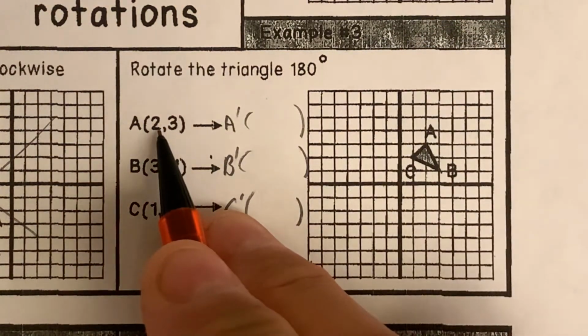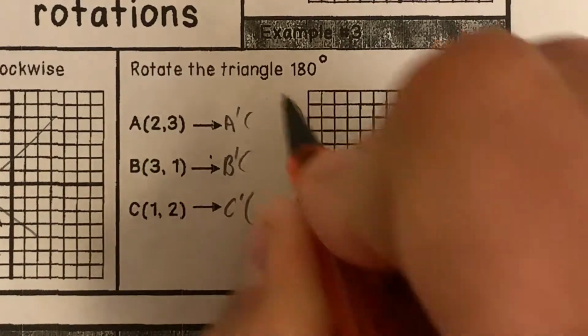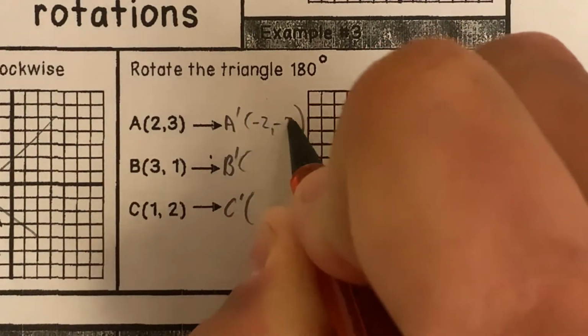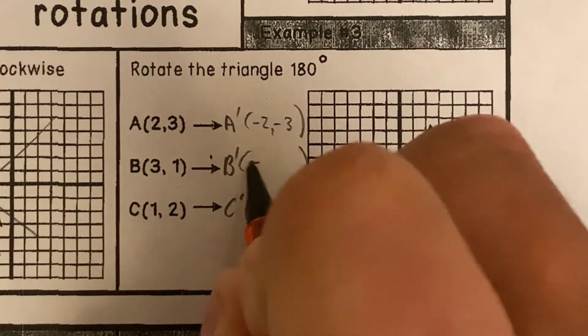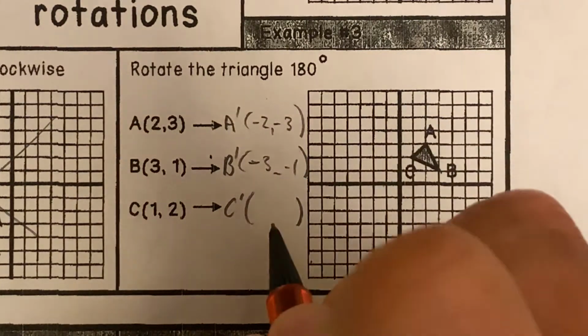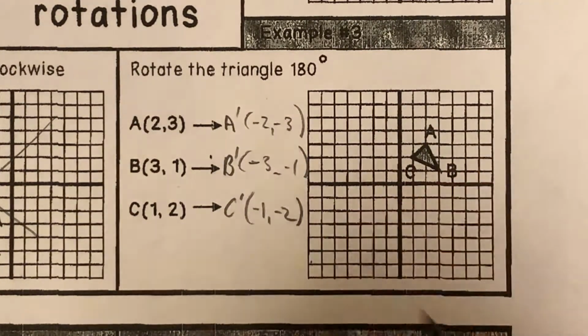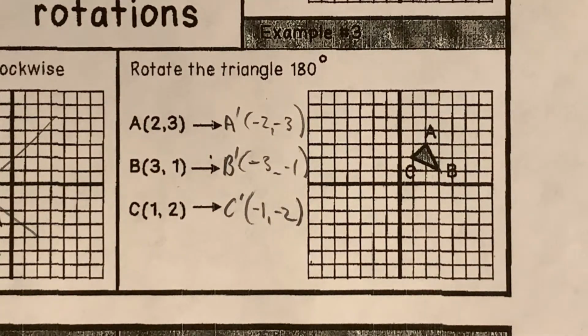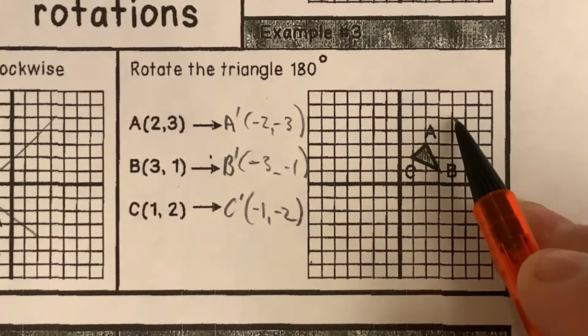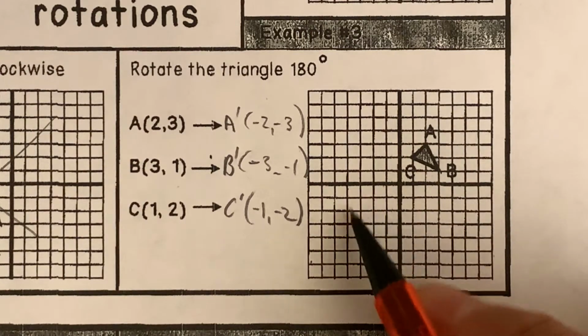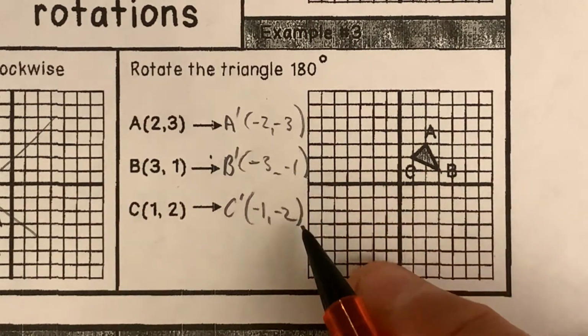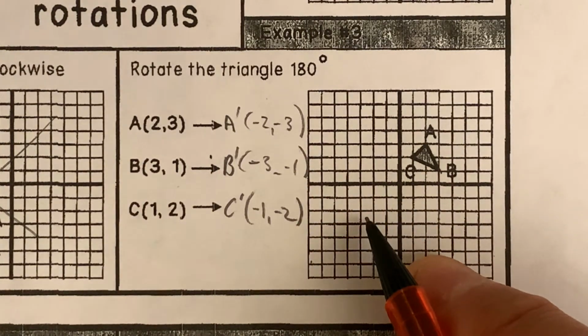So we're making them the opposites. So 2, 3 becomes -2, -3. 3, 1 becomes -3, -1. And 1, 2 becomes -1, -2. And again, let's think about this first, remember? The opposite quadrant, so it's going to end up over here. Which makes sense because these are all negative. And this is the negative quadrant, quadrant 3.